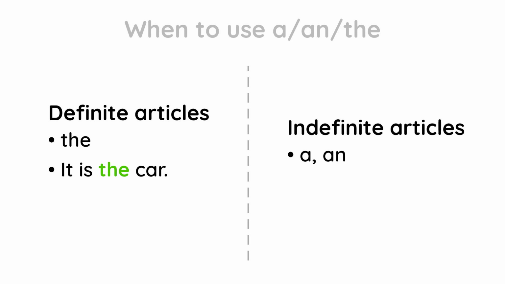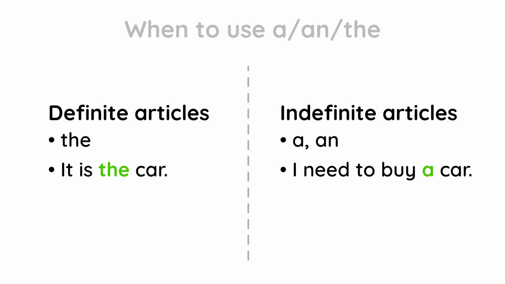Then we have a and an, which are the indefinite articles. We use these articles to talk about something in general. For example, if you need to buy a car, you can say, I need to buy a car. In this case, we don't talk about a specific car. We talk about any car. We don't know how it looks or what color it has. We only know that it is a car. Because of that, we use a before the word car.